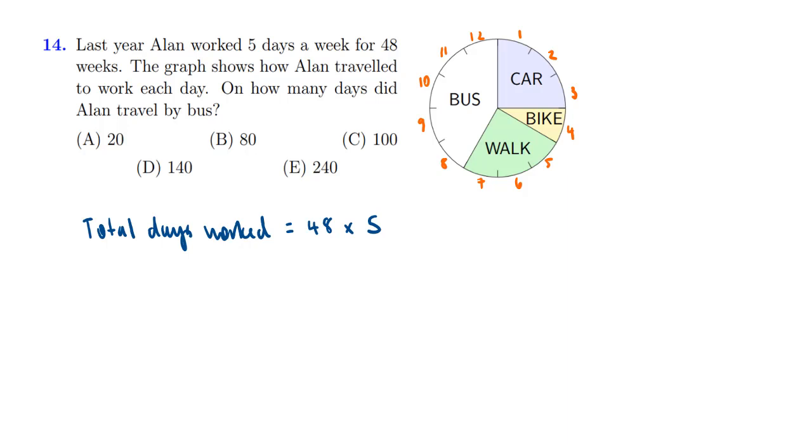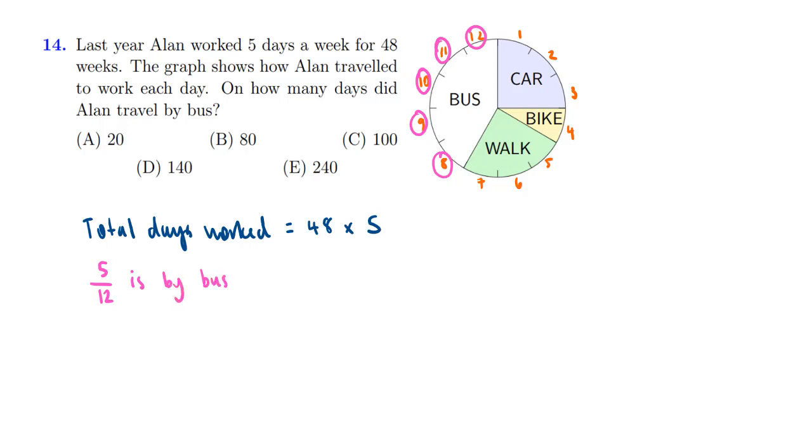Now, how many of those sections are taken up by the bus portion of the graph? So we can see that we have 1, 2, 3, 4, 5. So what does this mean? This as a fraction means that 5 out of 12 portions, or out of a whole of 12, and we don't know what that whole might mean, but there's 12 in the total. 5 out of 12 of those is by bus.